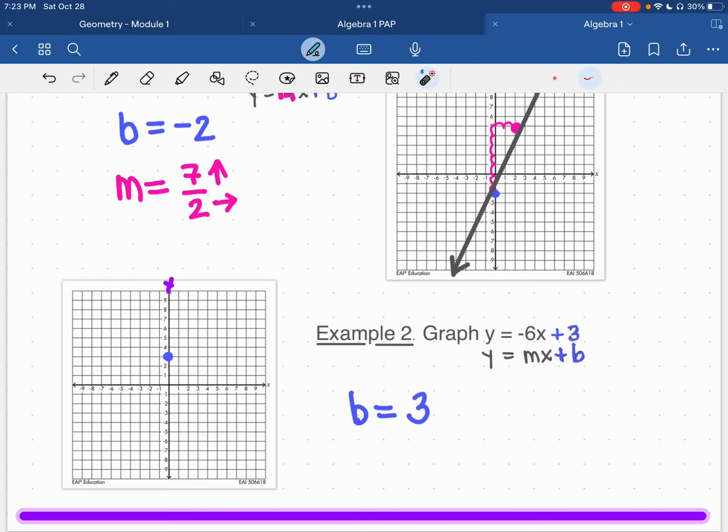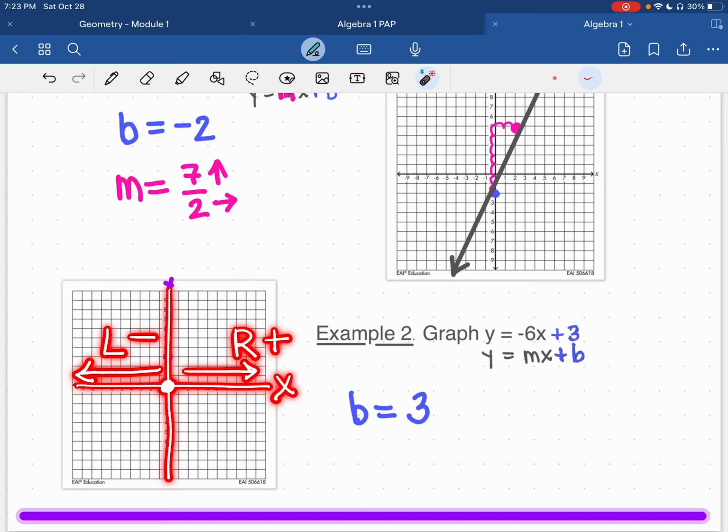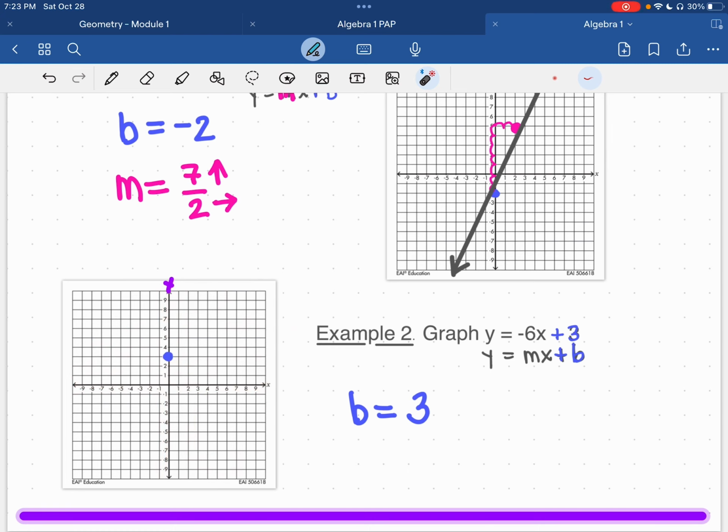If your graph does not have the numbers like mine does, remember that where your x-axis and your y-axis intersect each other is 0. On the x-axis, if you count in the right direction, it is positive. If you count in the direction left, it is negative. If you count up, it's positive. If you count down, it's negative. And so that's just a way to help you if it's not marked for you.